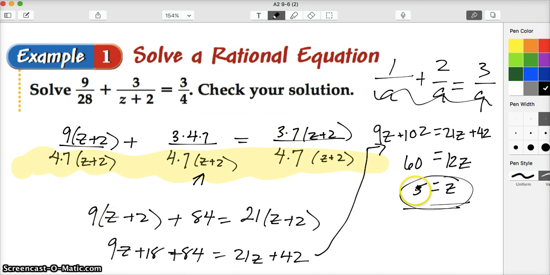So I feel like this answer is good. You definitely could check it by plugging it back into the equation, making sure everything's legit. But since I see that I'm not getting a 0 in the denominator, I know I didn't come out with some crazy answer, z is equal to 5, and I'm stopping there.